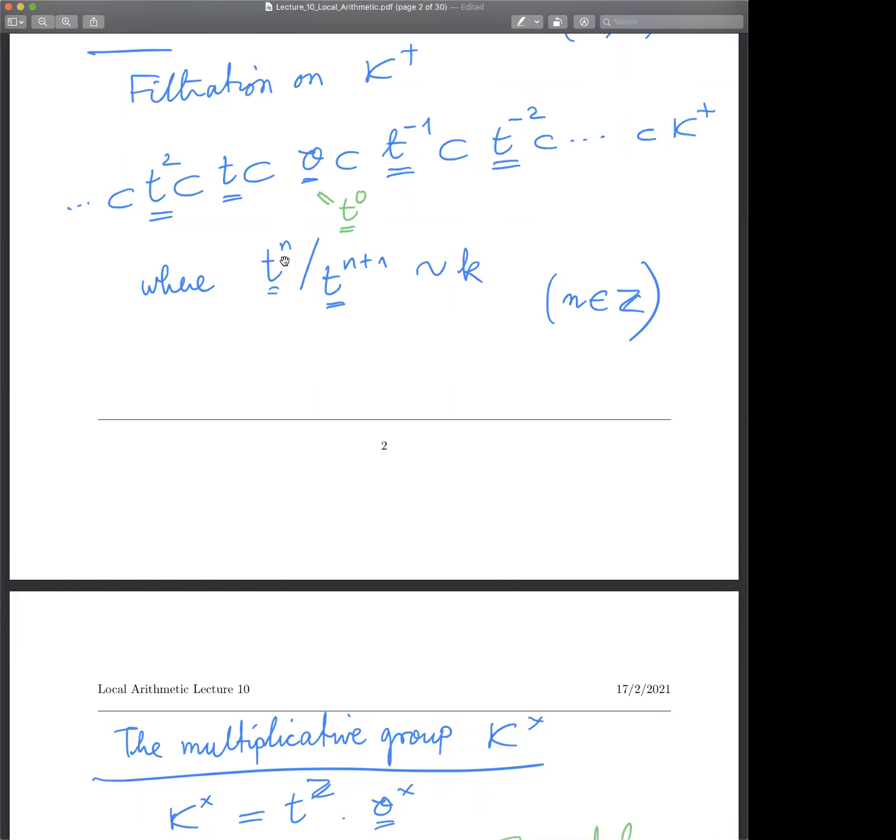So T to the n modulo T to the n plus 1 can be viewed as a vector space over Fp because K is a vector space over Fp. All of these are vector spaces over Fp, and T to the n itself too, because we are in characteristic P. K itself, K plus, is a vector space over Fp, and so is O. Everything is a vector space over Fp here. So this quotient is a vector space over Fp, and as such, it is isomorphic to the vector space K over Fp.